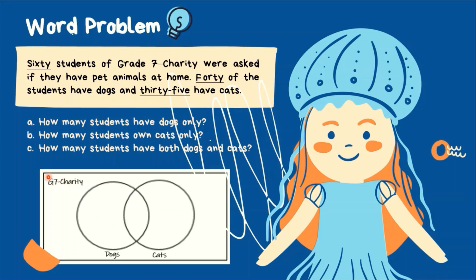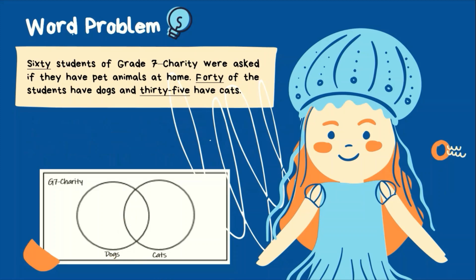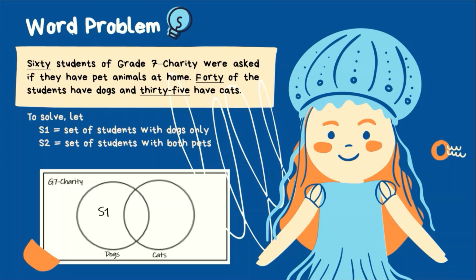So, ito yung kanyang universal set for G7 charity. We have 2 circles pertaining to dogs and cats. To solve, let S1 be the set of students with dogs only. Set 2 is the set of students with both pets. Dun siya sa gitna. Next, S3 is the set of students with cats only.